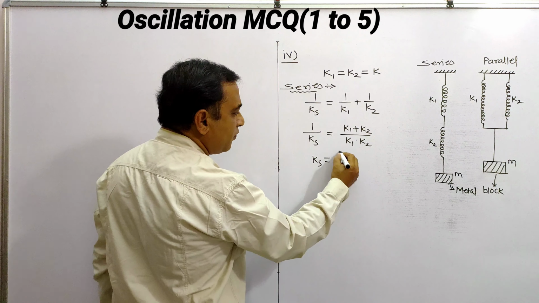Knowing K1 is equal to K2 is equal to K, you will have to remember that for the series we have this formula, and for the parallel we have this formula, that is K1 plus K2, just the addition of their force constants or spring constants. So we need to consider both values. As we know, the series frequency, or the general formula for frequency n, is given by n is equal to 1 upon 2 pi under root of K by M.